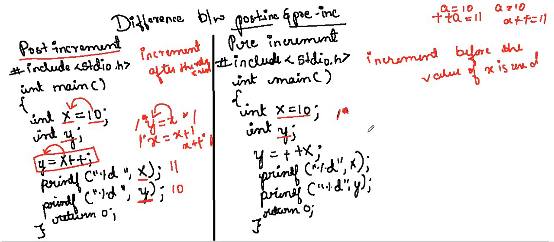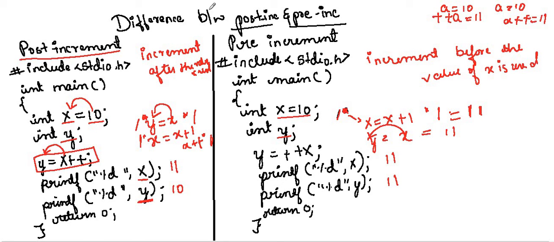So first, as I said, you increment before the value is used. Now x = x + 1 is done. I'm just commenting this part out, and after the increment you use the value. Whatever the value is, x is copied to y. So after incrementing, x is 11, and what is copied to y is 11. So the output is 11, 11.